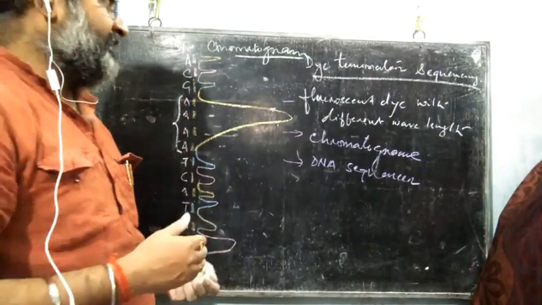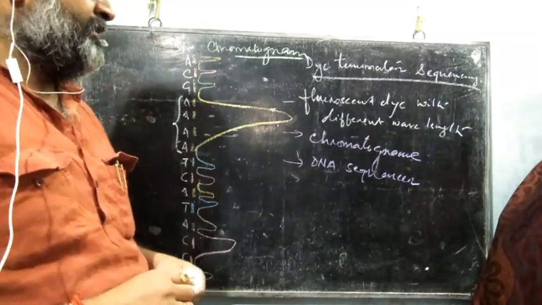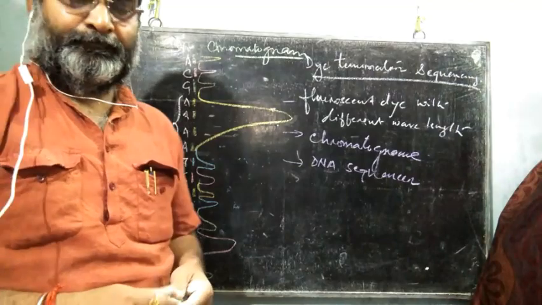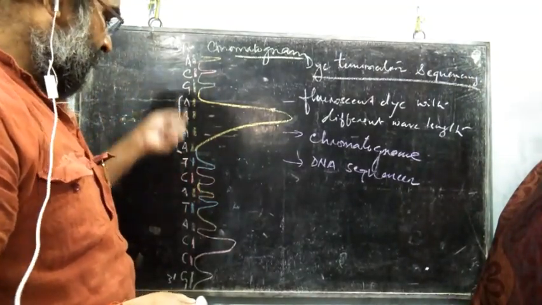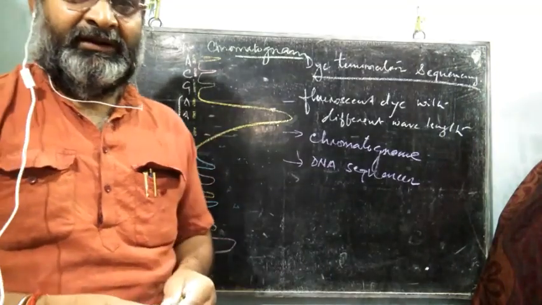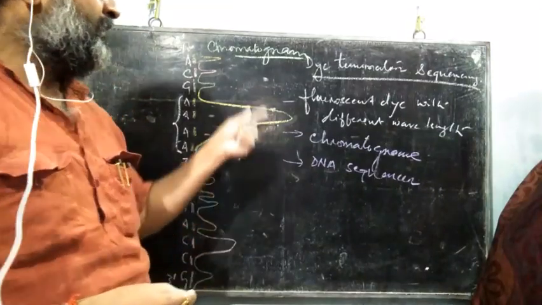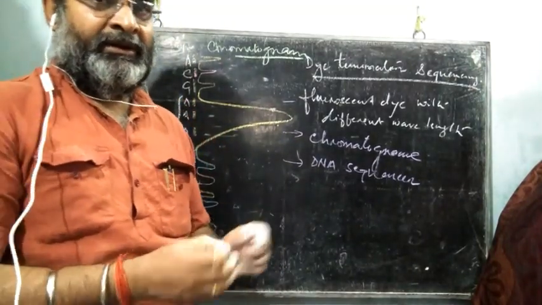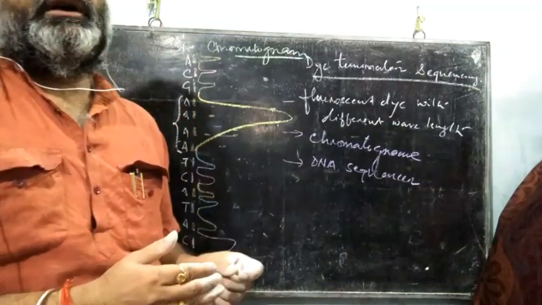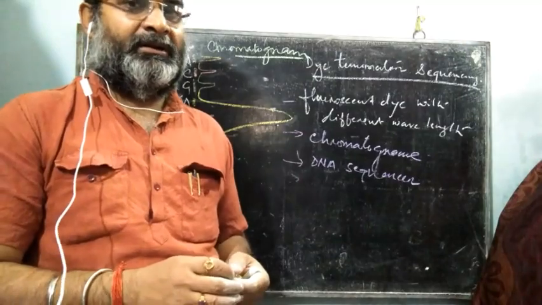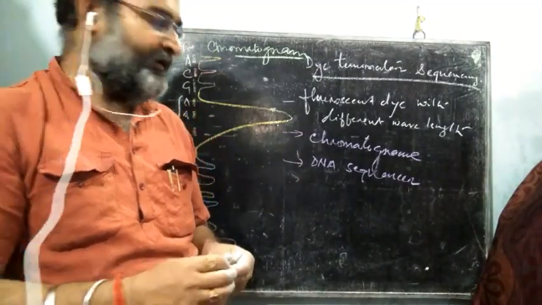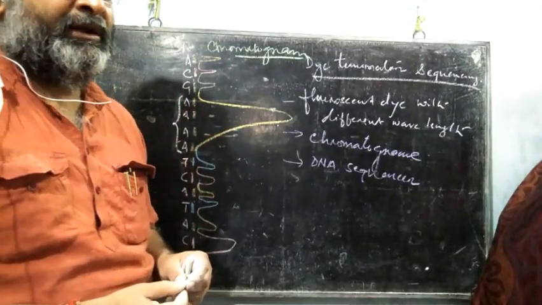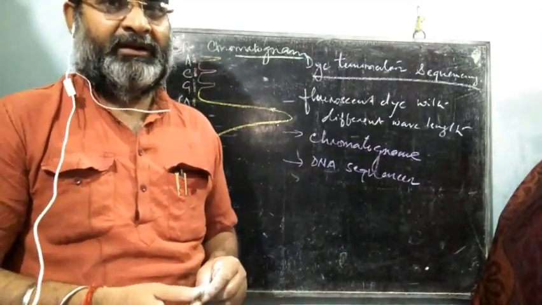And after the development of the automated machine and the use of fluorescent dye, the process of DNA sequencing was developed. DNA sequencing by the chromatogram also has some limitations. Because if we use up to 14 or 15 nucleotides, the wave or chromatogram is not perfect, and when we move to roughly 780 nucleotides and above, it also has some limitations.